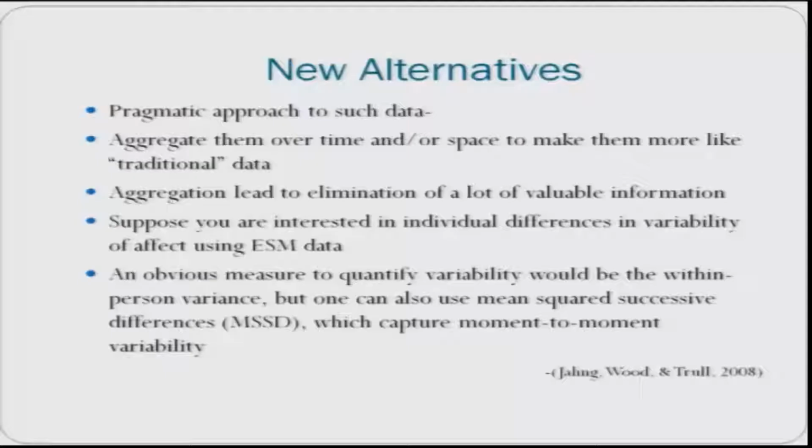So, one of the obvious ways of taking care of this is you go for a mean squared successive difference, MSSD. This is a technique which basically captures moment to moment variability, and this is again an alternative tool. This is a new alternative. You do not go for the traditional pattern of data acquisition in psychology when you are mapping human behavior, rather you go for a different type of approach.